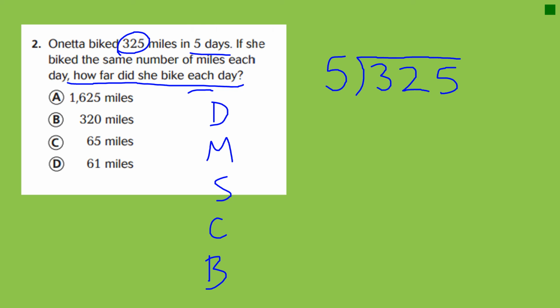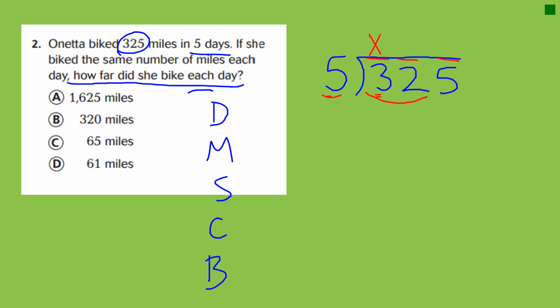Placing the first digit. Does it go here or here or here? Let's see. Can 5 go into 3? If I had 300s, could I give 100 to each person? No, absolutely not. I don't have enough. So the first digit is going to go in the tens place.